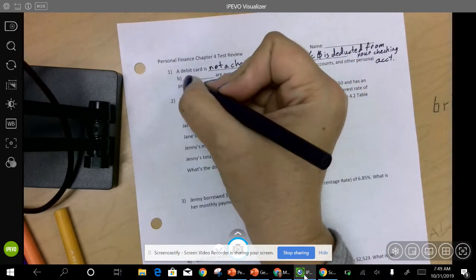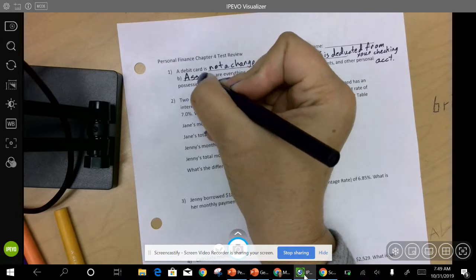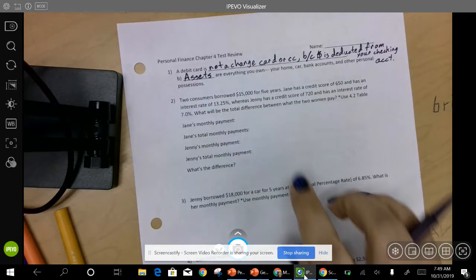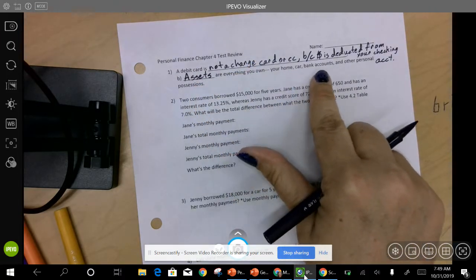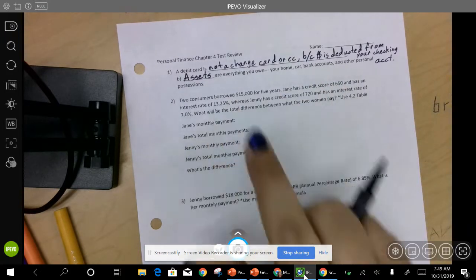Assets are everything that you own. Your home, car, bank accounts, and other personal possessions.